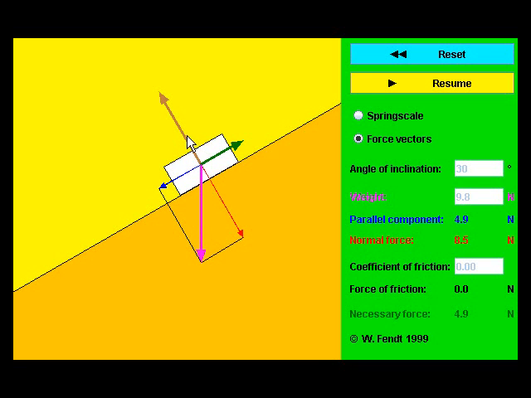This brown line that goes in the opposite direction to the perpendicular force is the normal force. Now remember that at 0 degrees of inclination, the normal force and the gravitational force were identical. In this case, however, the normal force is only 8.5, whereas the weight of the object is still 9.8 newtons.